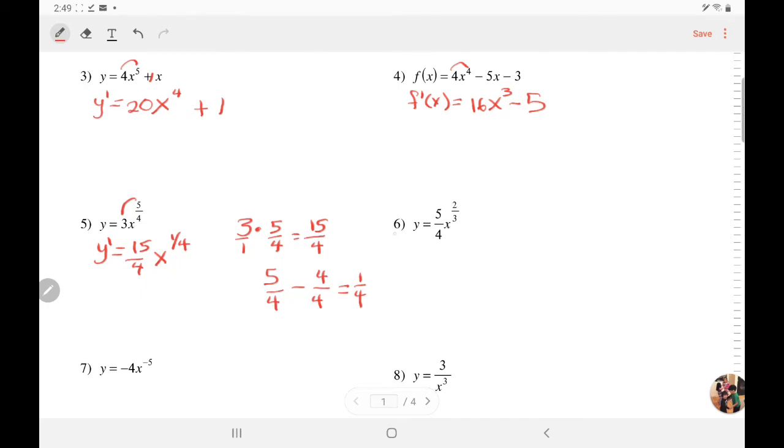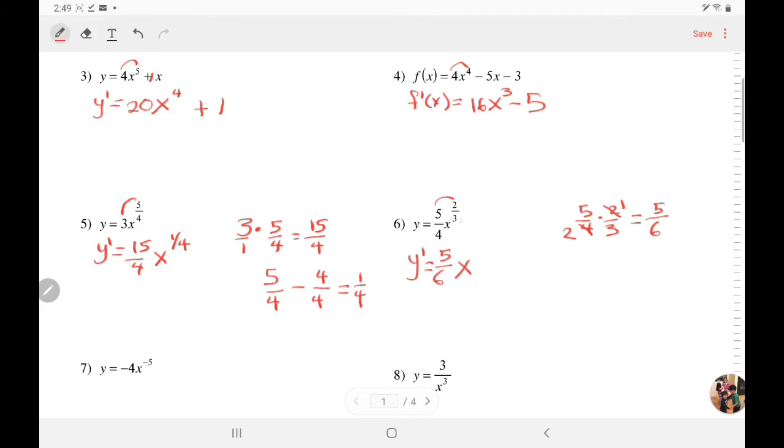Let's practice with number 6. y prime equals, we're going to use rule number 3, where we multiply the constant with the exponent. So 5/4 times 2/3. The 2 and the 4 will reduce. They're both divisible by 2. So divide by 2, it's a 1. Divide by 2, it's a 2. Now multiply across. 5 times 1 is 5. 2 times 3 is 6. So 5/6.